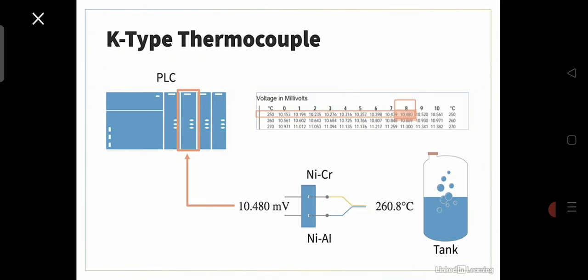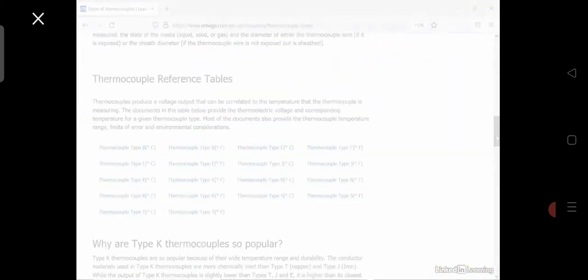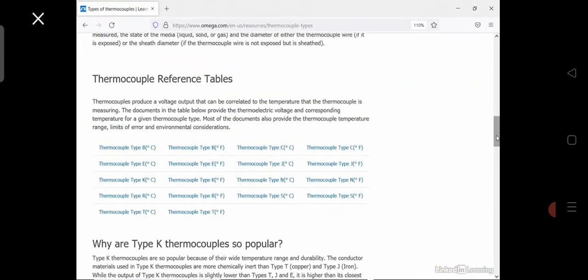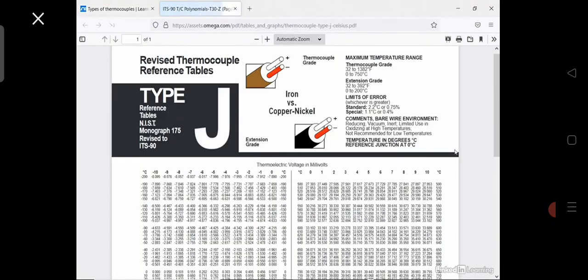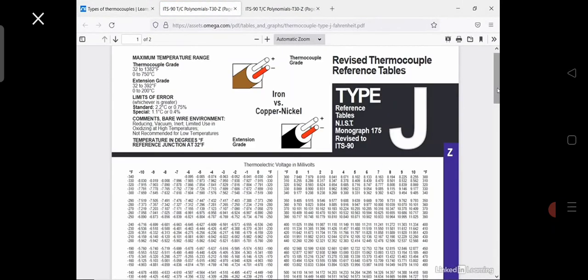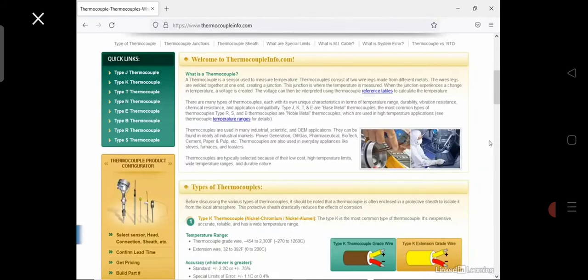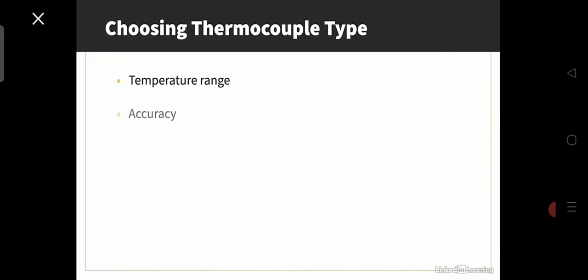This helps in calibrating the thermocouple, in knowing if the device is working properly or not, and also helps in PLC programming to know what value is expected. The same is for the other types. Each has its own reference table. Tables are provided both in Celsius and Fahrenheit. You can search for the reference table of any type you're currently working with. So now, choosing a thermocouple type depends on the temperature range needed, the accuracy, and the application it's used for.